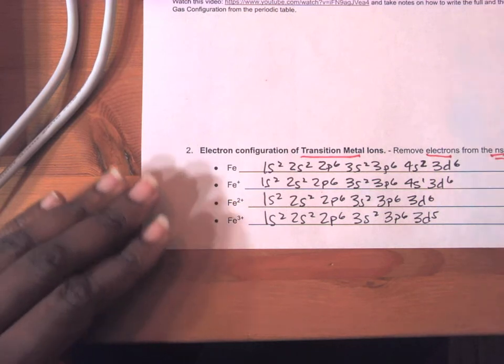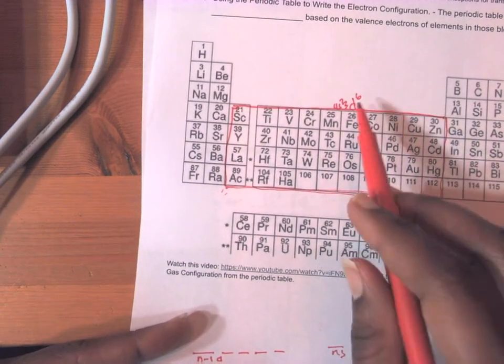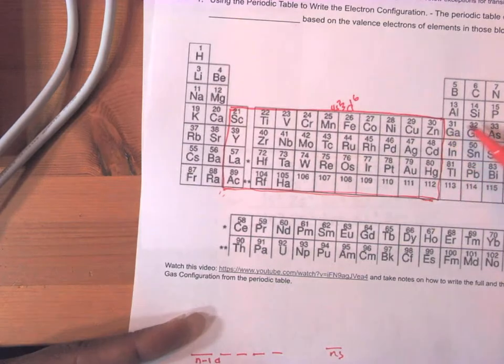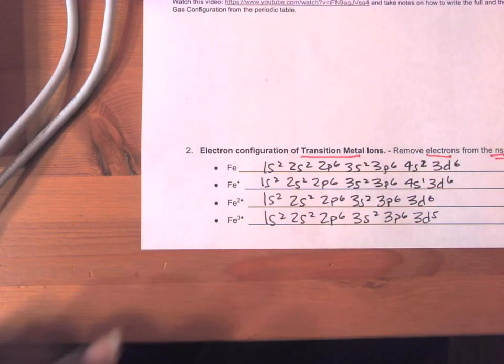And again, you only have to do that for these metals in the middle block here. You don't have to do it for group 1 metals or any of the other metals, just the ones in the middle. All right, I hope you found this video helpful.